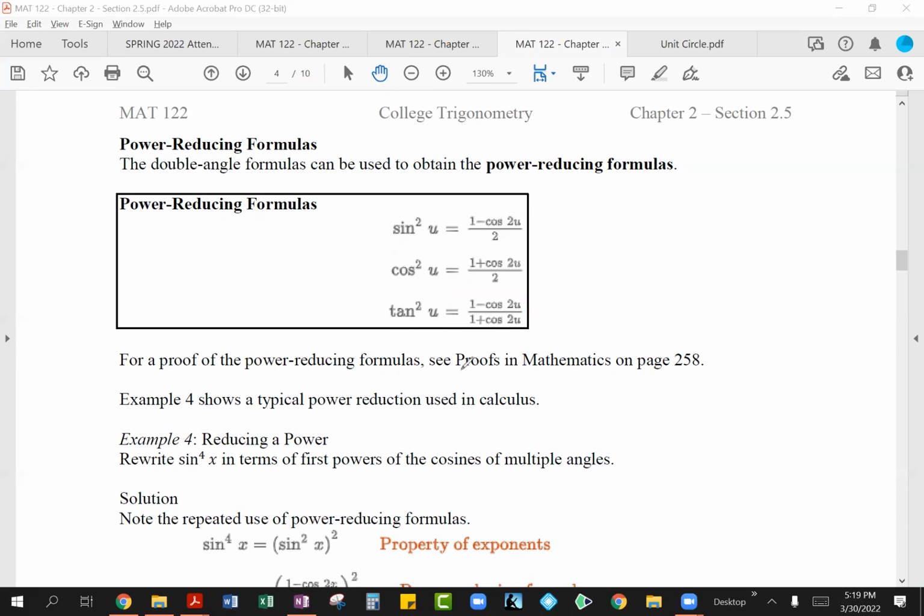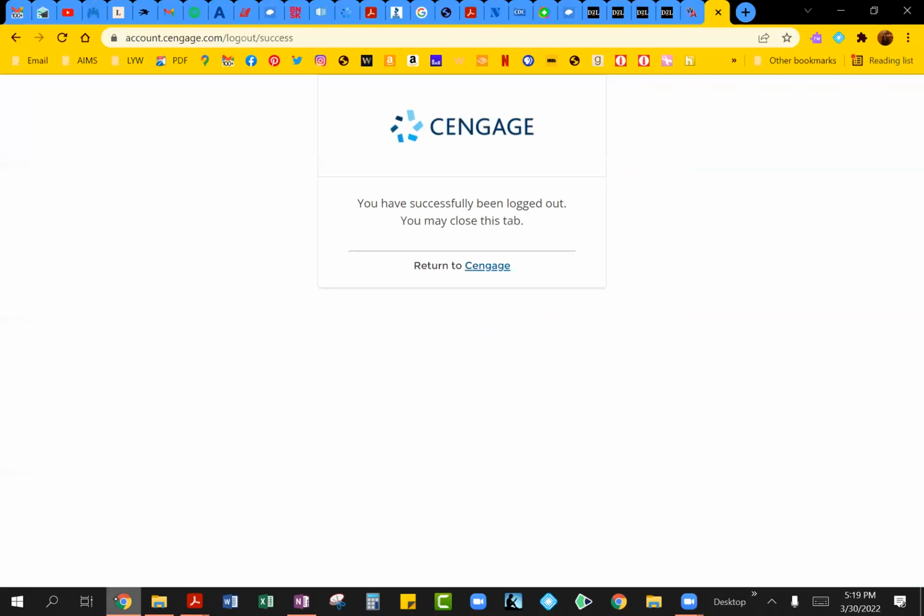And remember, you have proofs for all of these different formulas in your textbook. If you were curious to see how you ended up from sine squared of u to 1 minus cosine of 2u divided by 2, you do have those proofs if you're interested in looking at it.